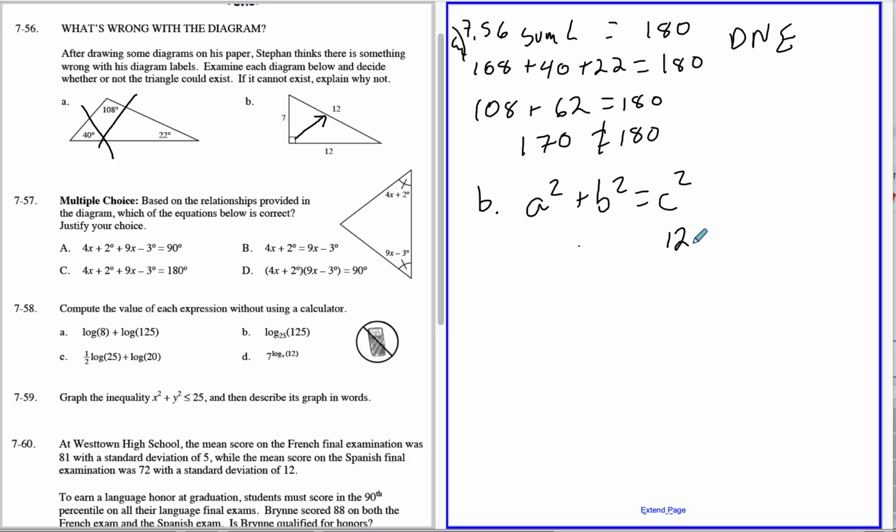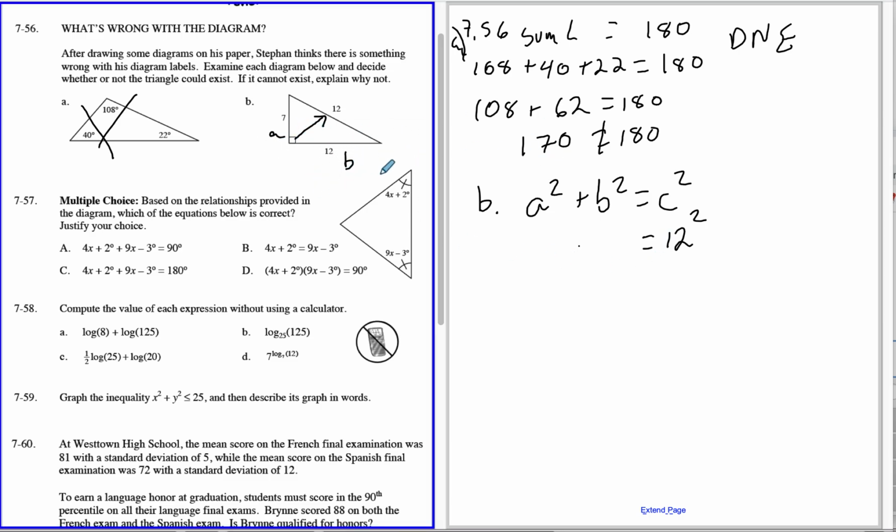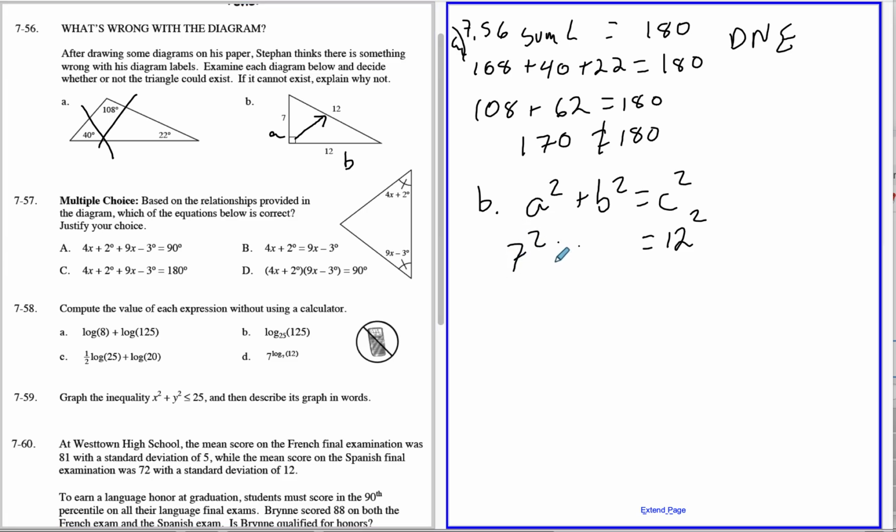So that would be 12 squared over here. And then our a and b, it doesn't matter which one we choose. So we're going to go 7 squared plus 12 squared.